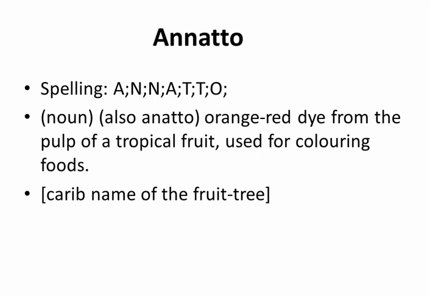Annatto. Spelling: A N N A T T O. Noun, also annatto, orange-red dye from the pulp of a tropical fruit, used for coloring foods. Carib name of the fruit tree.